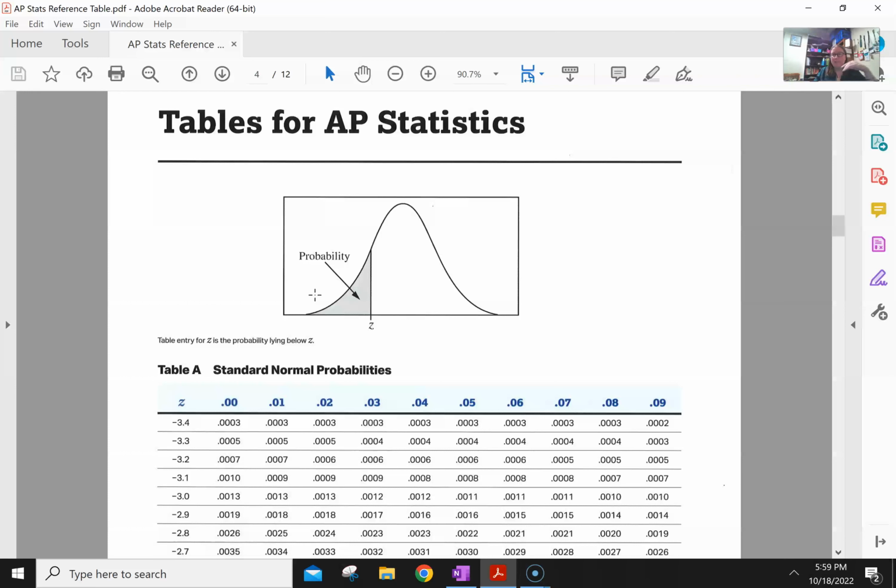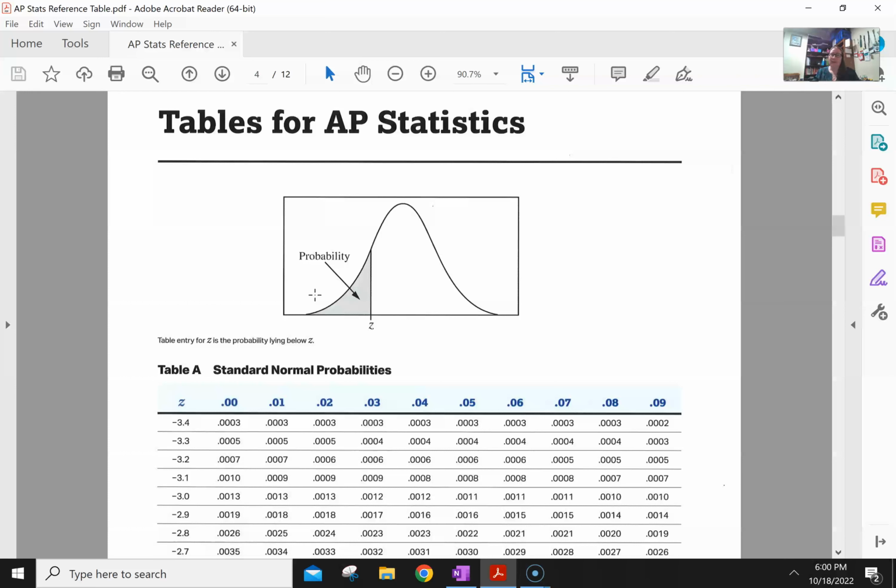Now I know that says probability, and second semester we will be using this for probabilities. For right now, you could think about it as a proportion. So if you're using your own gray copy of the reference table, you may want to write proportion above probability just to remind yourself that it's the same thing. So for us, we had a z-score of -1.50.